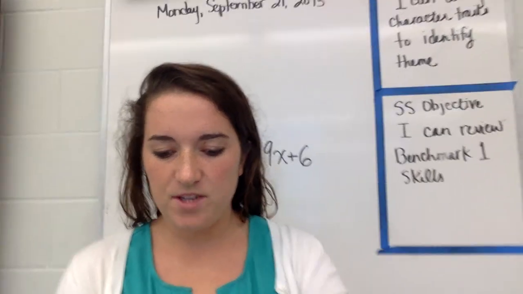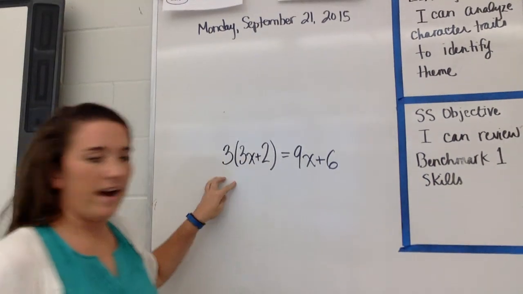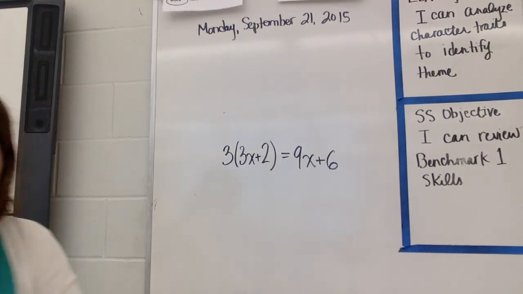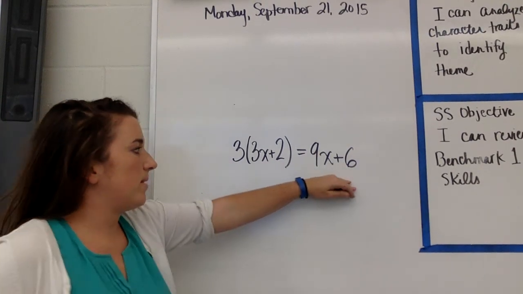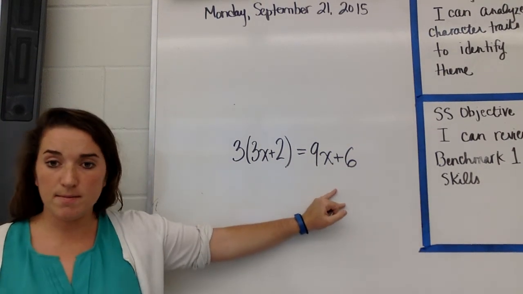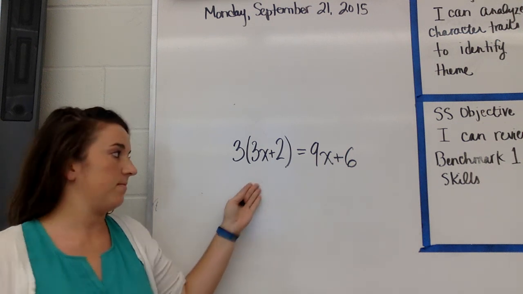Hi, 8th grade. Today we're going to continue reviewing equations for our review video. Alright, so the first equation is 3 times (3x plus 2) equals 9x plus 6. I need to look on either side of the equation and see if there's anything I can further simplify before I start to solve. Can either side of these equations be simplified?